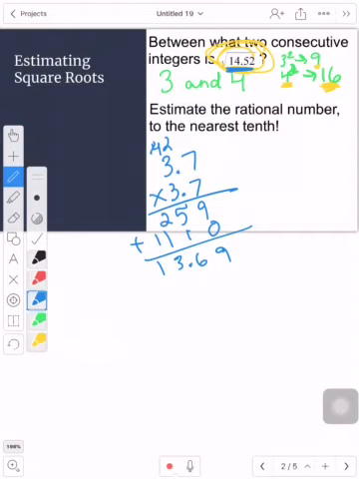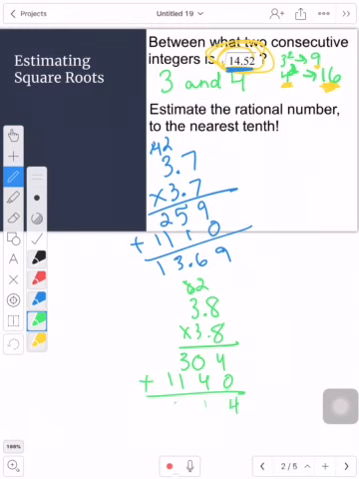So I want to try the next largest number, which is 3 and 8 tenths. So 3.8 times 3.8. 8 times 8 is 64. 8 times 3 is 24, plus 6 is 30. Insert our 0. 3 times 8 is 24. 3 times 3 is 9, 10, 11.